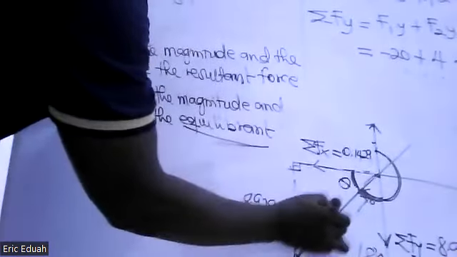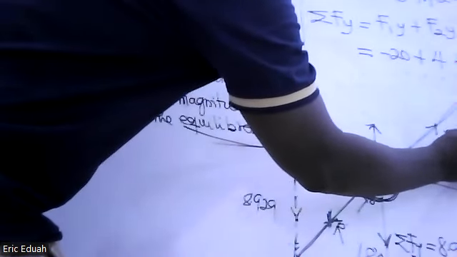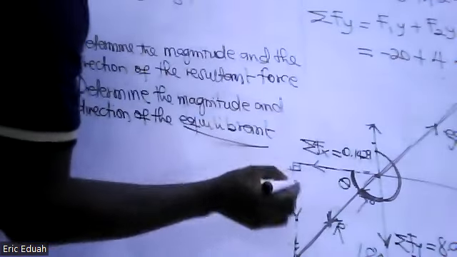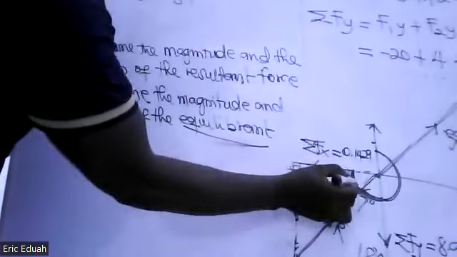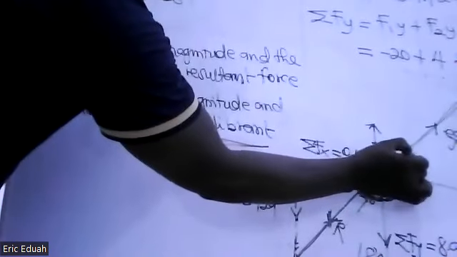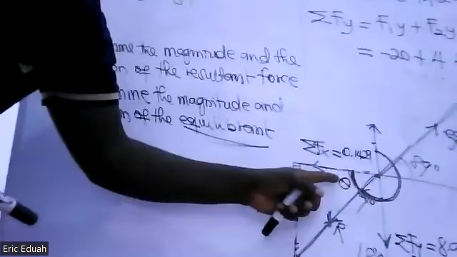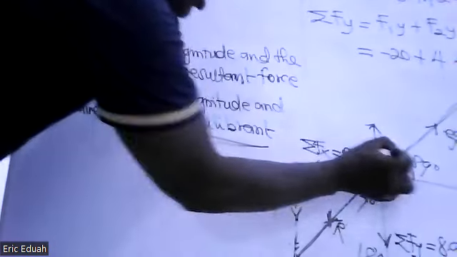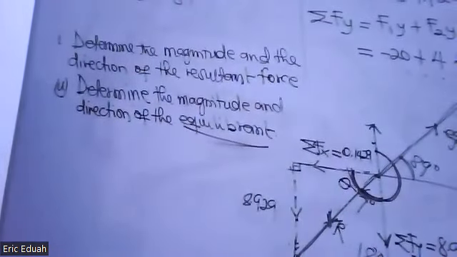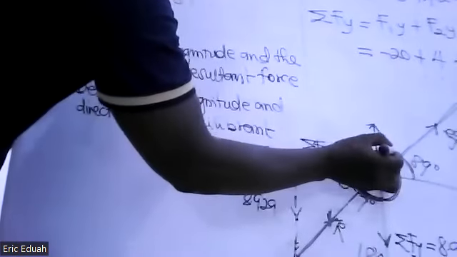So the resultant is in this direction, the equilibrant in the opposite direction. Look at something: this angle, we have this angle as 89 degrees. It means this angle would also be 89 degrees, isn't it? Yeah, because of vertically opposite angles. If this is 89, so this must also be 89. Are we fine? Now, if this is 89, what will be this angle?